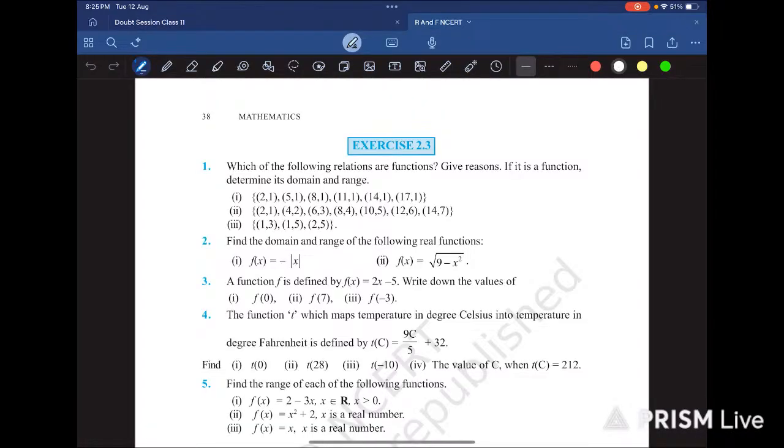Okay, now I will go for the questions. कौन सा क्वेश्चन बोल रहे हो आप 2.3 से? Which question?